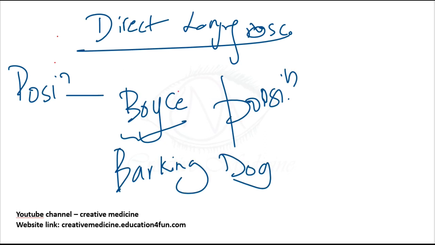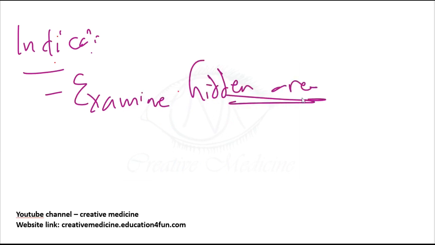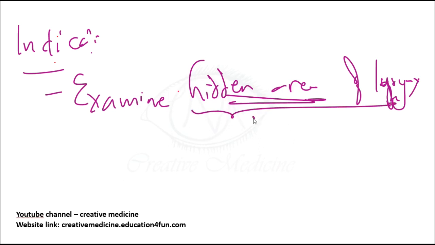Now, the indications are important. Direct laryngoscopy is mainly done to see or examine the hidden areas of larynx, that is, those areas which cannot be seen through indirect laryngoscope. There we use direct laryngoscope. Now, what are the hidden areas?